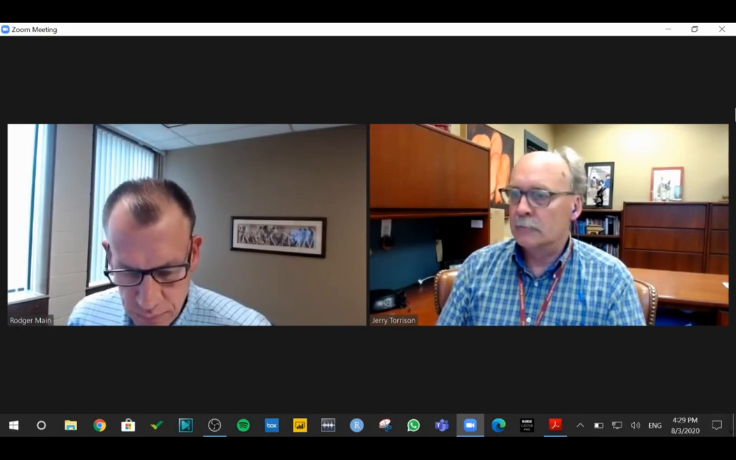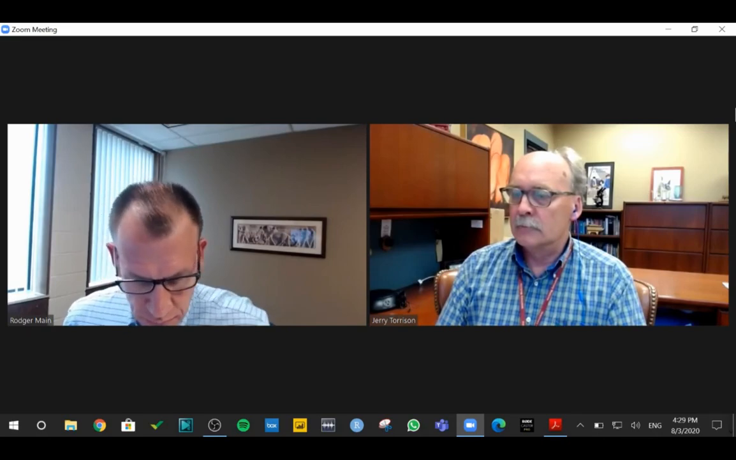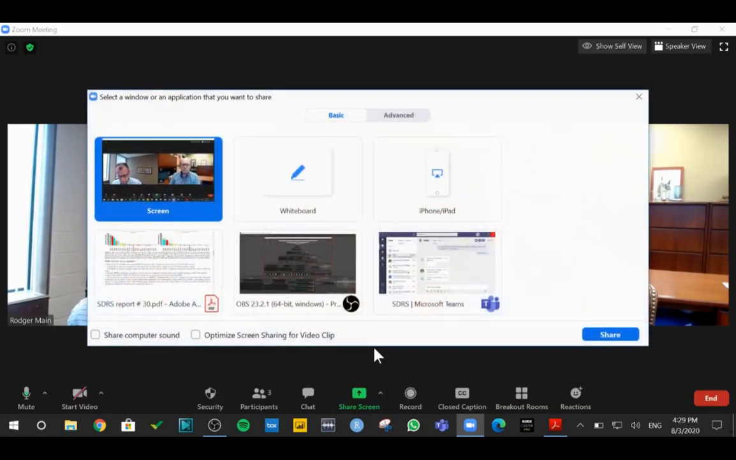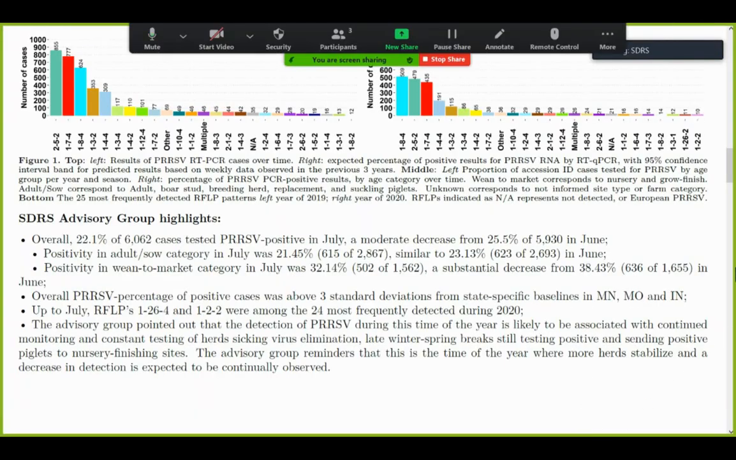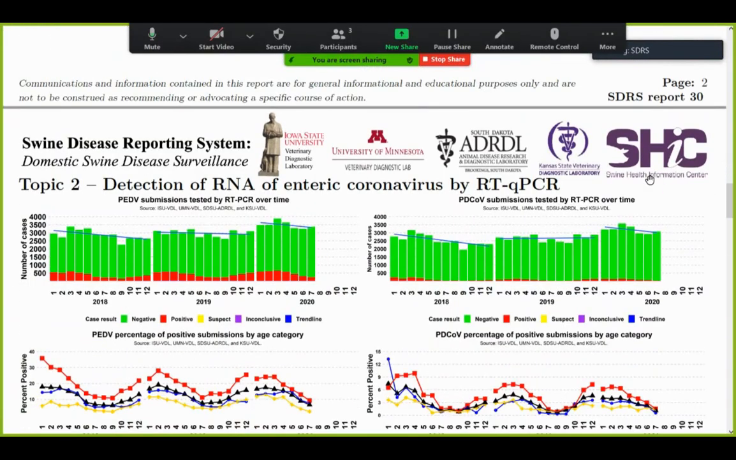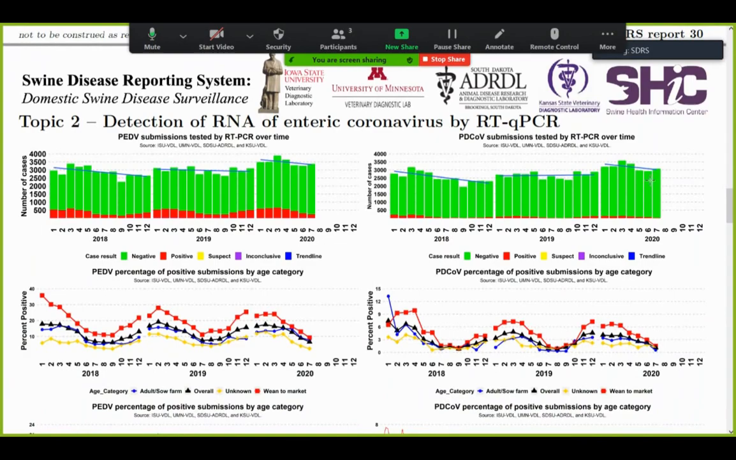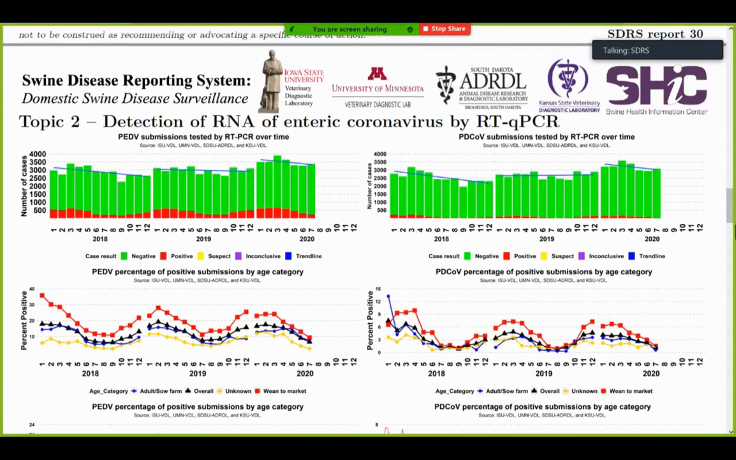All right, so moving on to page 3 of the report, Giovanni, which is about detection of RNA of enteric coronaviruses by PCR.